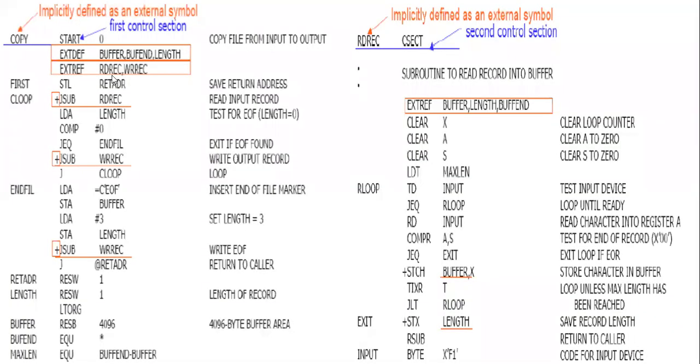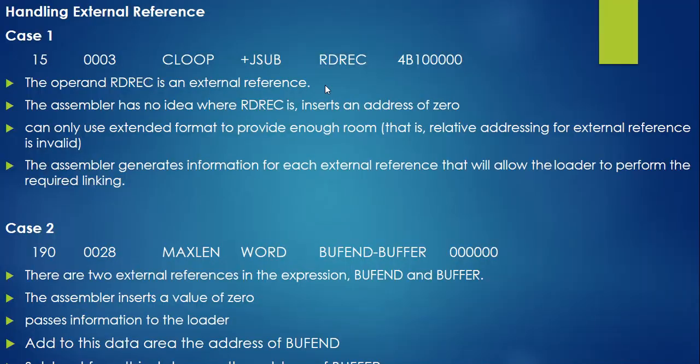Okay, we are defining it as what? What exactly it is? External reference, exactly. So now the thing is, your assembler doesn't have any information regarding this read record. What is read record? Where is it available, where is it stored? Such information is not at all available right now. So when we go for the second control section, there we will get to know the original address, or the value, of read record.